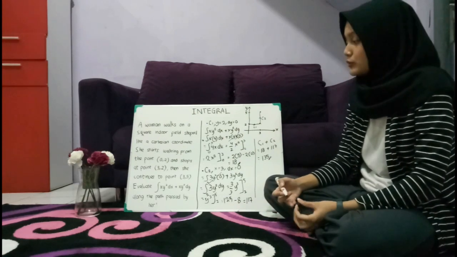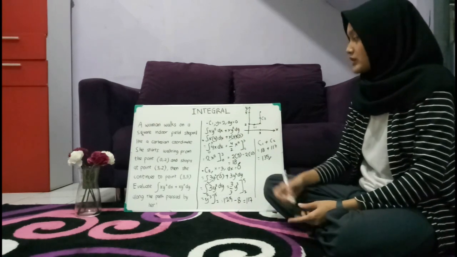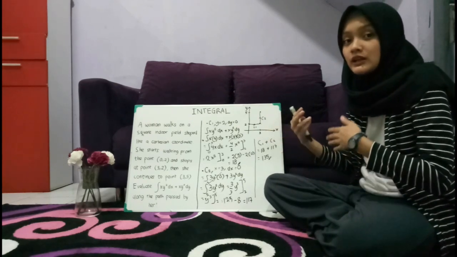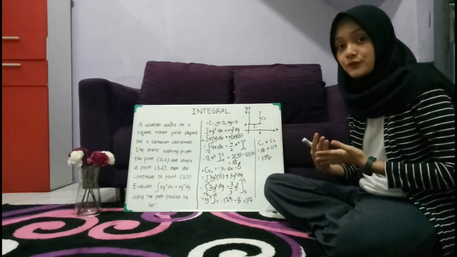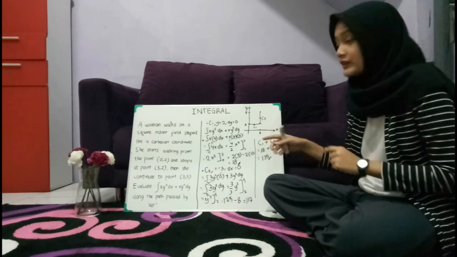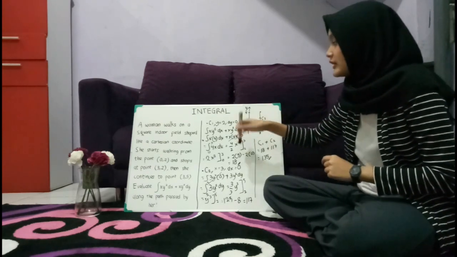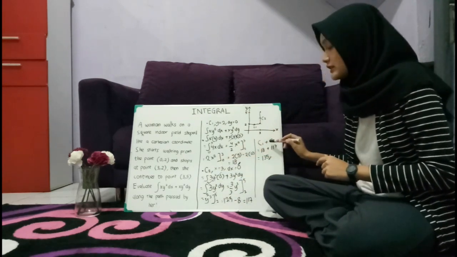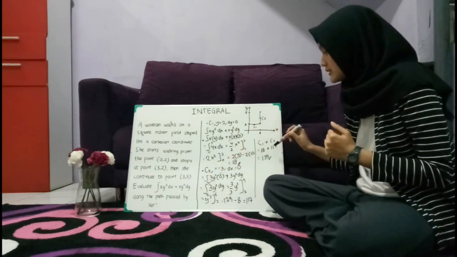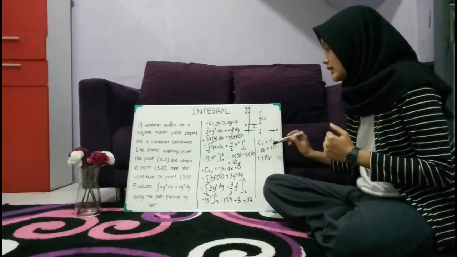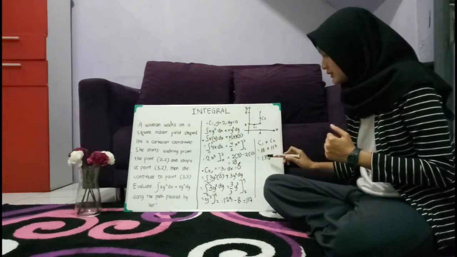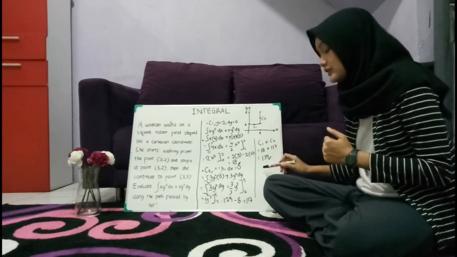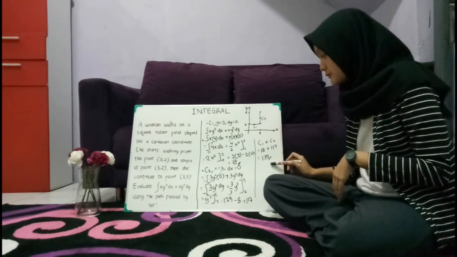Okay, we review again. The first thing is we draw the path to make it easier to know the boundary of the integral, and then we divide it into two partitions. Then we calculate C1 first, and then C2, and the final answer is C1 added to C2, which is 18 added to 117, and the answer is 135.